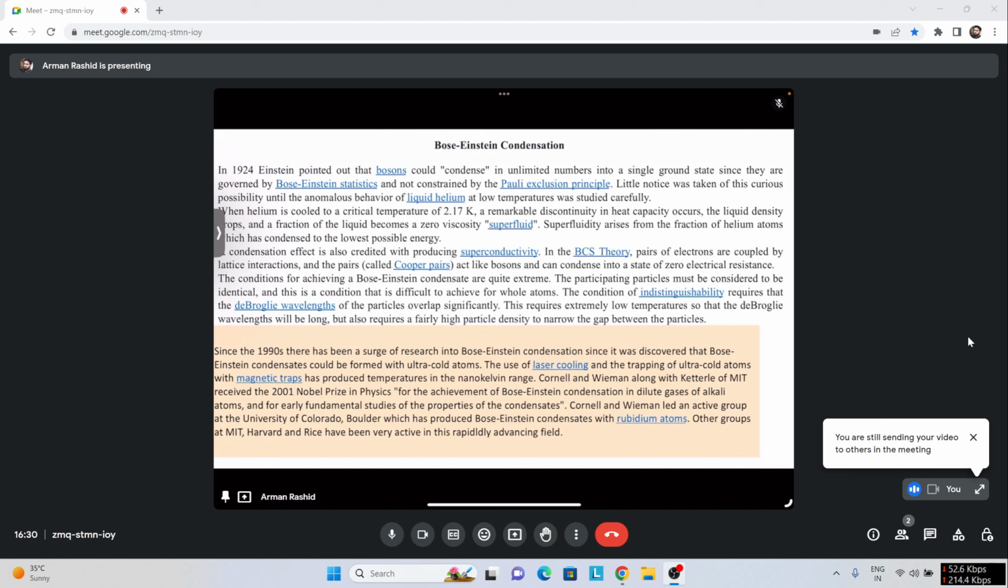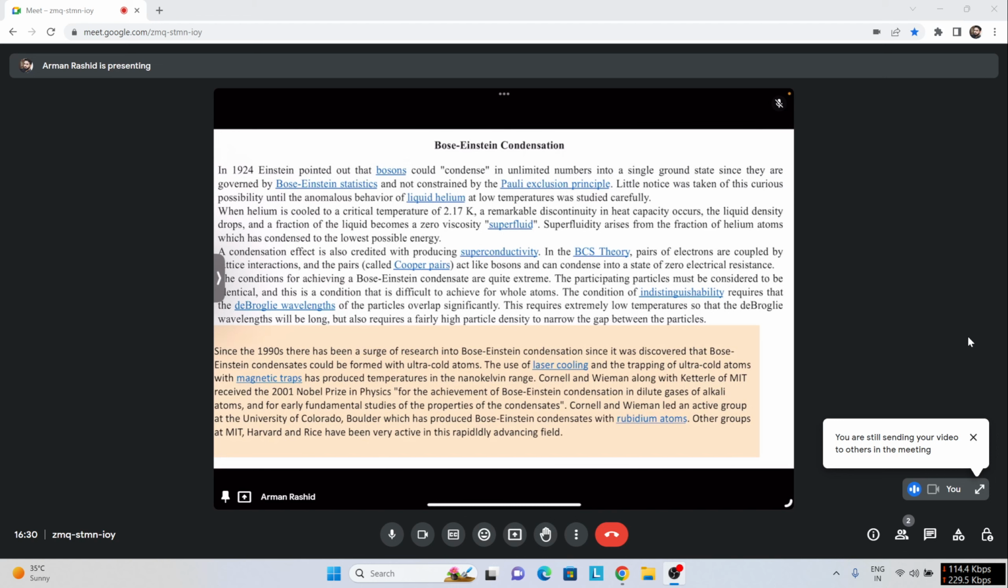If we measure the heat capacity of helium, there is a discontinuity at 2.1 K. At this point the liquid density drops and a fraction of the liquid becomes zero viscosity, called a superfluid.